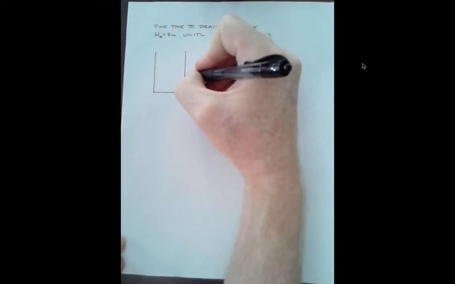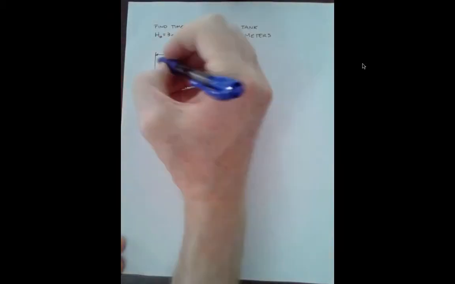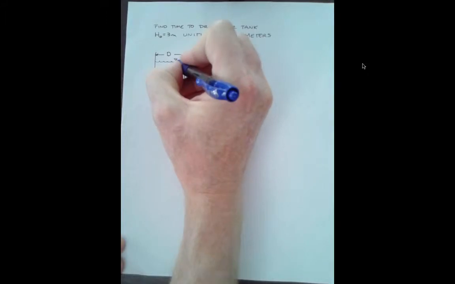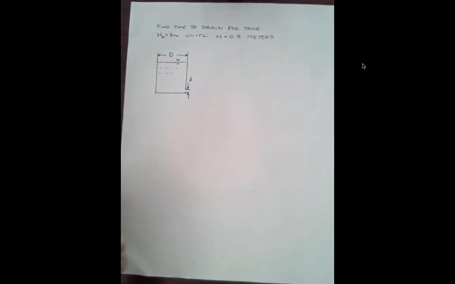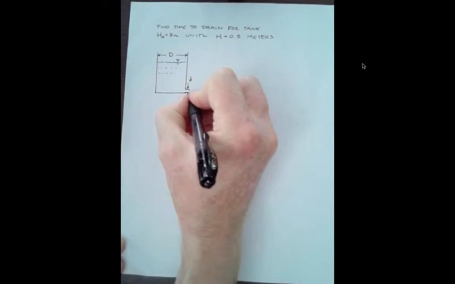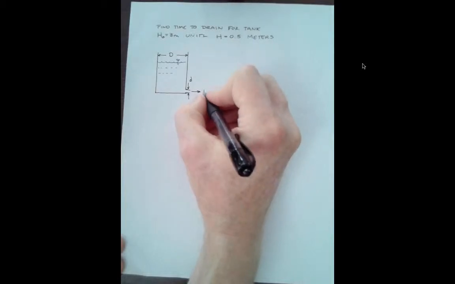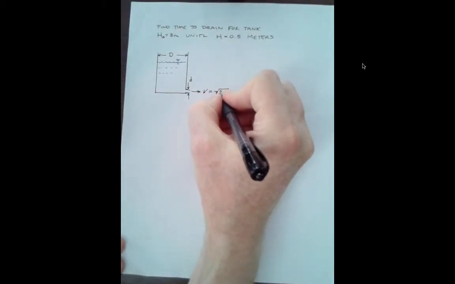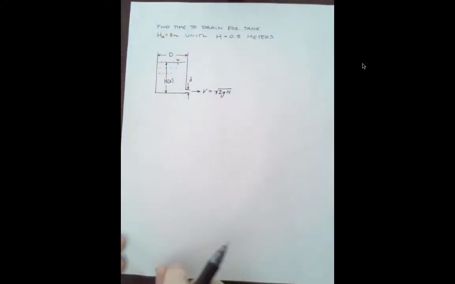We have an outlet with a diameter of lowercase d. We have a circular tank with diameter of capital D. Everything starts off with a free surface here, and then it drops as time progresses. And we're going to use as the approximation the outflow geometry that the velocity equals the square root of 2g h, where h is the value at time t of the free surface.